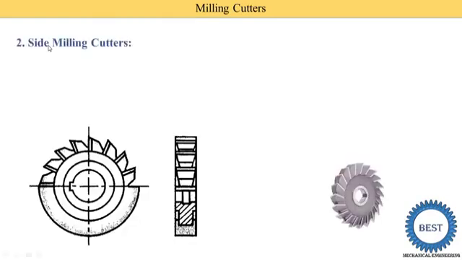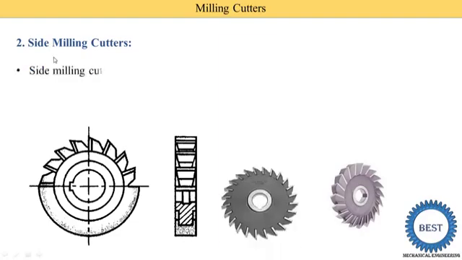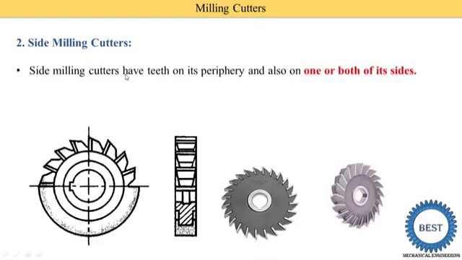Next is the side milling cutter. Its name suggests that the cutting edge is also provided on the side. In the last case, the plain cutter, the cutting edge is provided only on the periphery, but this is a side milling cutter, which means the cutting edge is also provided on the side. So a side milling cutter has teeth on its periphery and also on both of its sides.